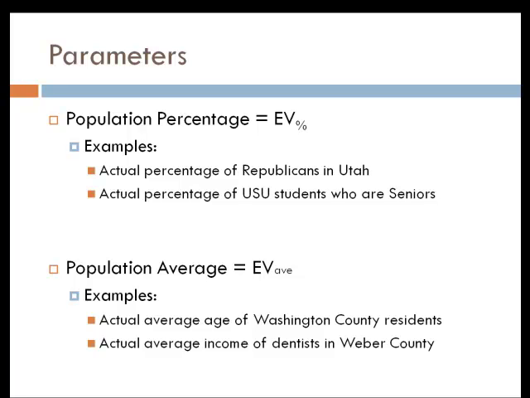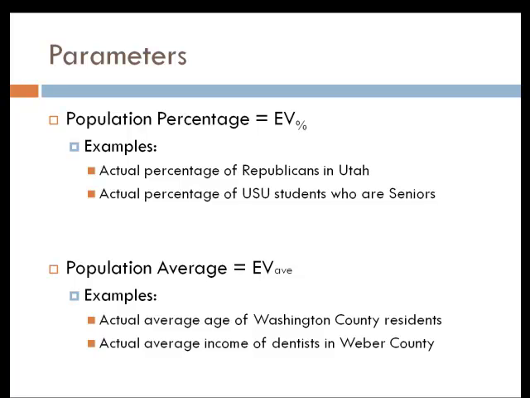Now, some of these, maybe it's not so hard to do, like the actual percentage of USU students who are seniors. All of that information exists in a database, and you could find that number out exactly. But some of these other numbers are more difficult. Contacting every person in Washington County and asking them how old they are, that would be a huge task and very expensive. So what we do instead is select a sample from the population that we're interested in. We calculate that number for the sample, and then we use information about the sample size and the sample we've collected to tell us something about that parameter that we're interested in.